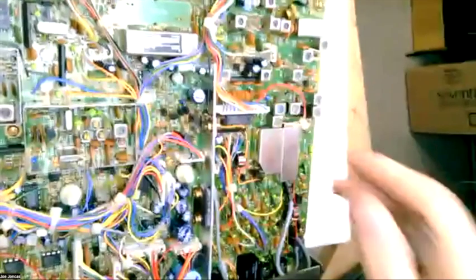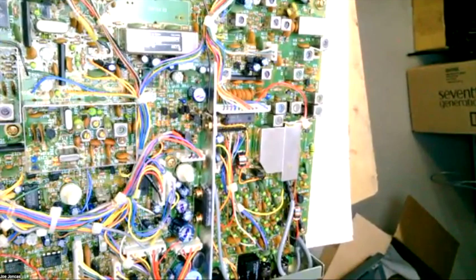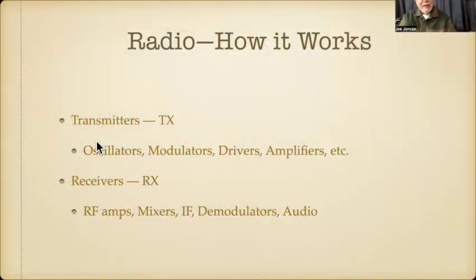So let's get away from this for a minute. Okay. Next week, these are the things we're going to be talking about: transmitters, oscillators, modulators, drivers, amplifiers. On receivers, we're going to talk about RF amps, mixers, the intermediate frequency.